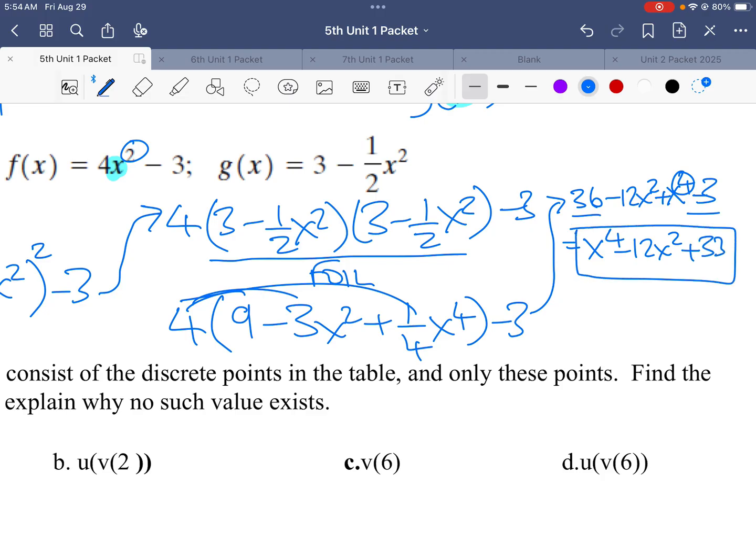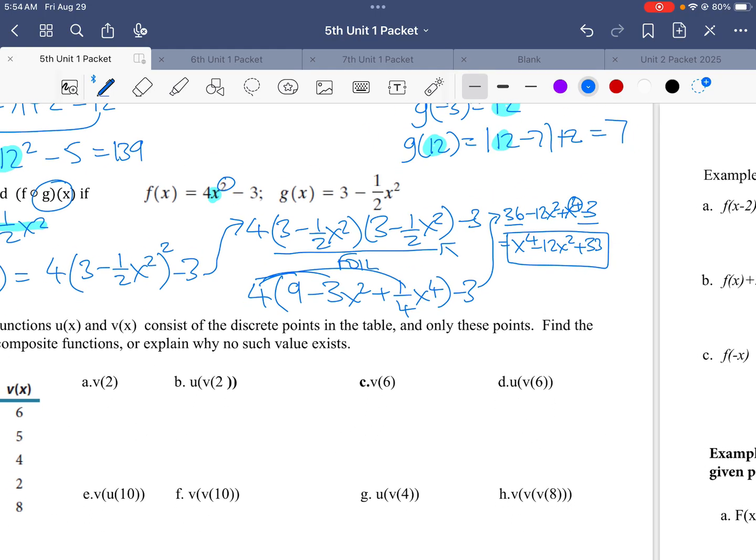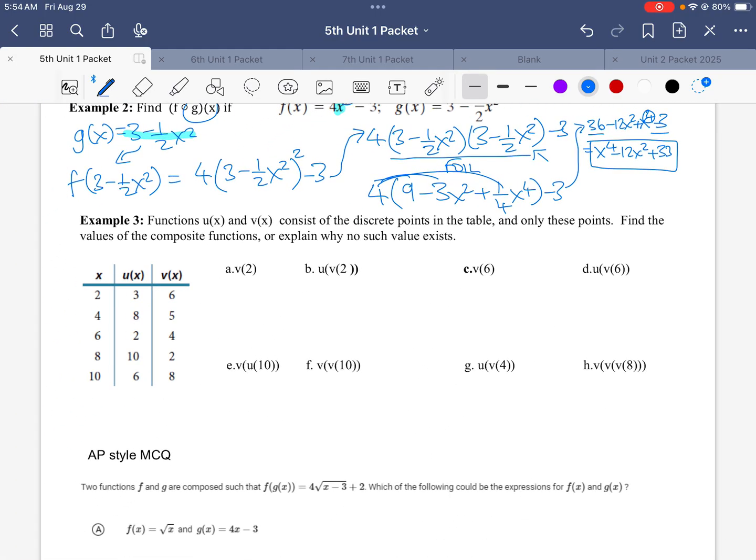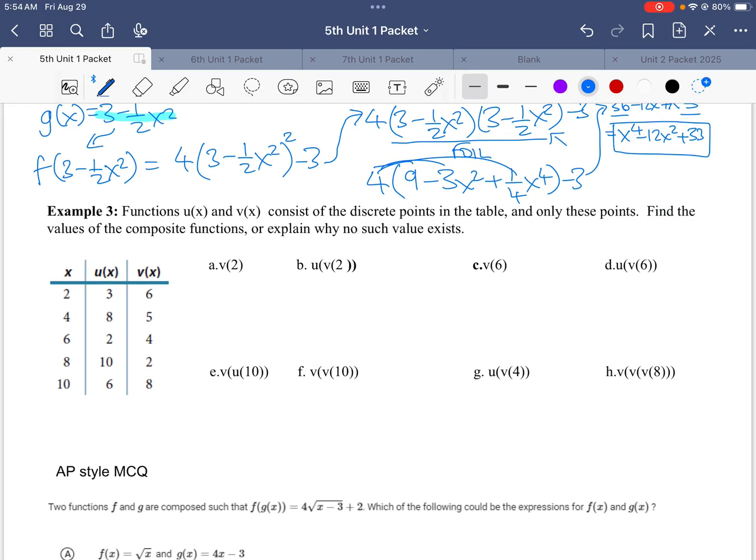All right, so double check, make sure you are comfortable with this FOIL part. Okay, all right, let's take a look at, we can do the same thing, function composition in a table. So we have a table here, we have our two functions. We have here u of x, and then we also have v of x. And of course we have our x values. All right, v of 2, part A. So when x equals 2, remember in parentheses it's always our x value. So what is v of 2? Well, when x equals 2, we get 6.